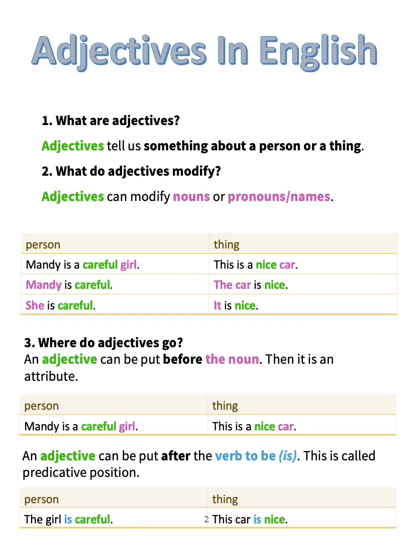Where do adjectives go? Now, with this rule you notice there are different places adjectives can come. An adjective can be put before the noun, then it is an attribute. So the adjective can come before the noun. When I say Mandy is a careful girl, I put the adjective before the noun girl. Another example with things: this is a nice car. I put the adjective before the described noun, as we do in Arabic.